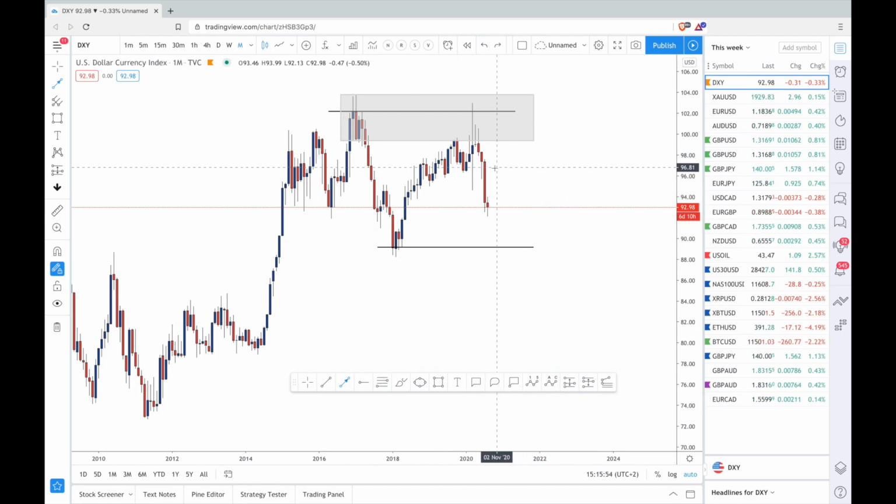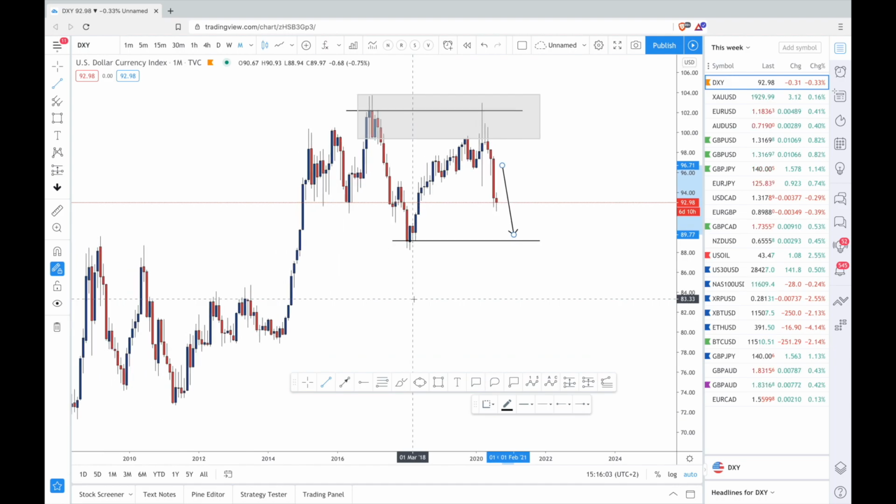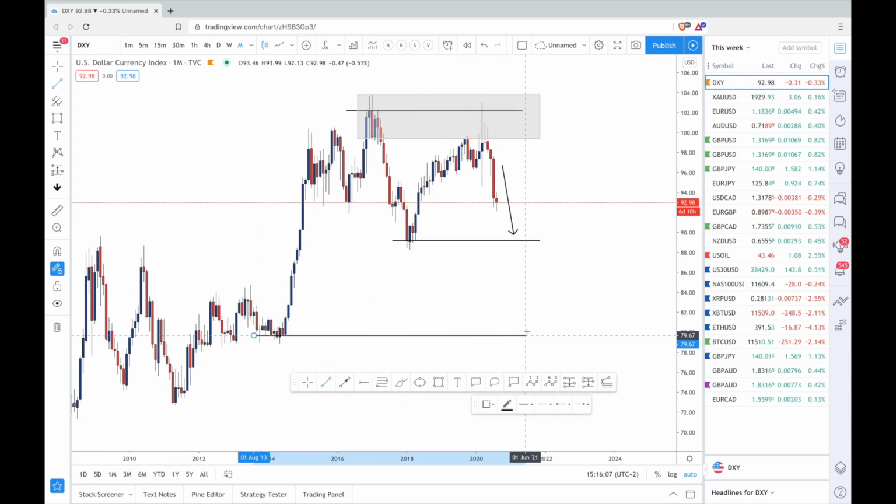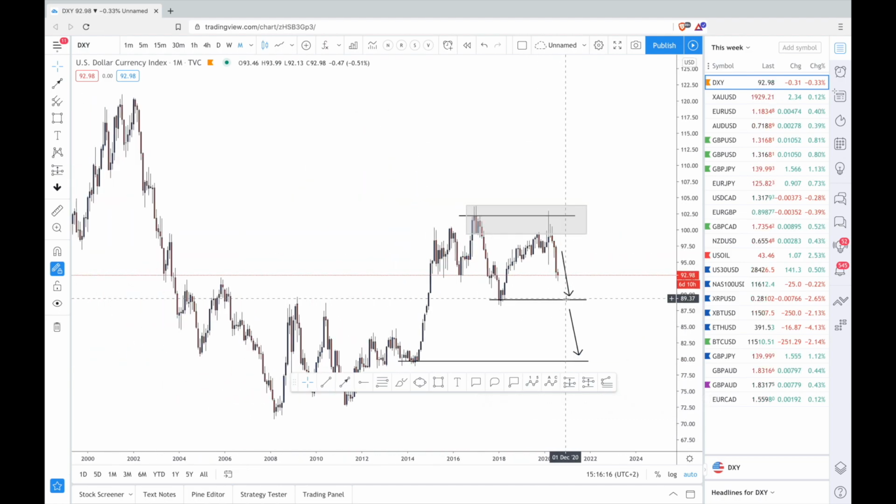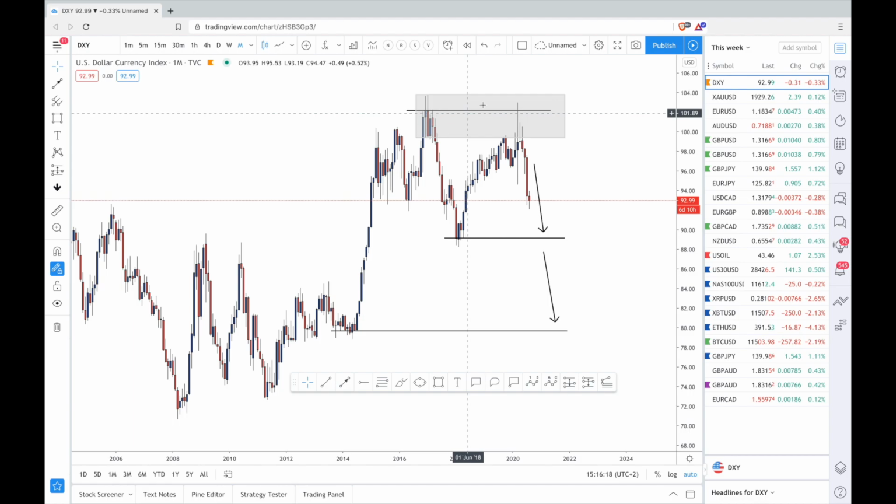I'm expecting that we're going to hit this monthly support in the next couple of days, weeks, or even months. I cannot tell you how fast this movement is going to be, but the next extended TP is going to be this support over here, and both levels are pretty easily achievable due to this monthly supply zone, guys.